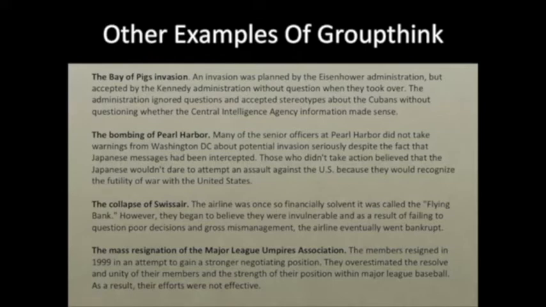And of course, last but not least, the mass resignation of the Major League Umpires Association is one example where members resigned in 1999 in an attempt to gain a stronger negotiating position. And they overestimated the resolve and unity of the members. In other words, they thought, oh, come on, let's go.